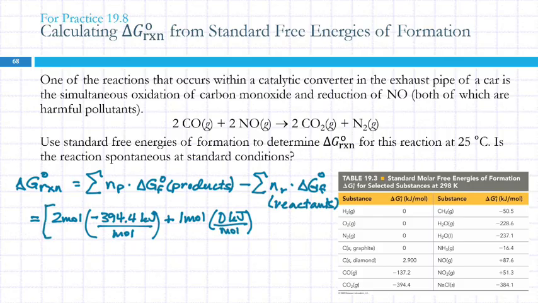So that's our products. Then we're going to subtract the reactants. We got 2 moles of CO, CO minus 137.2 kilojoules per mole.